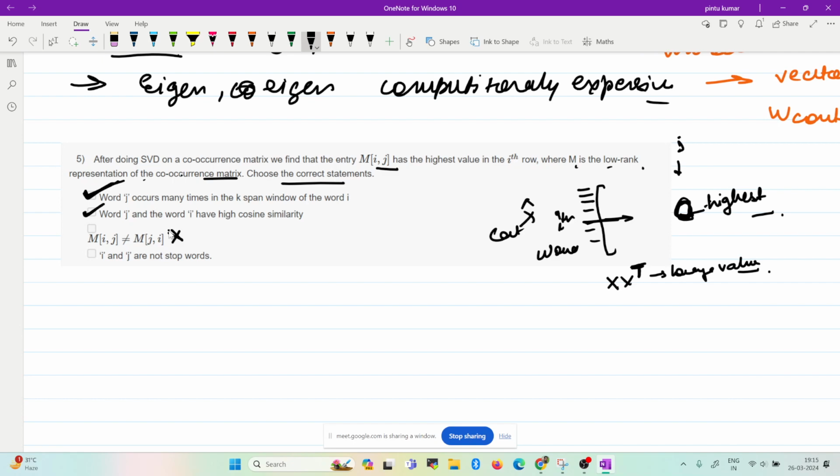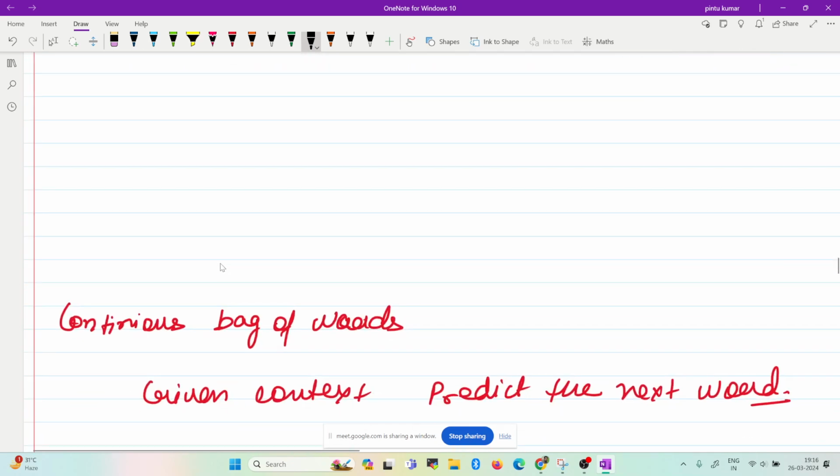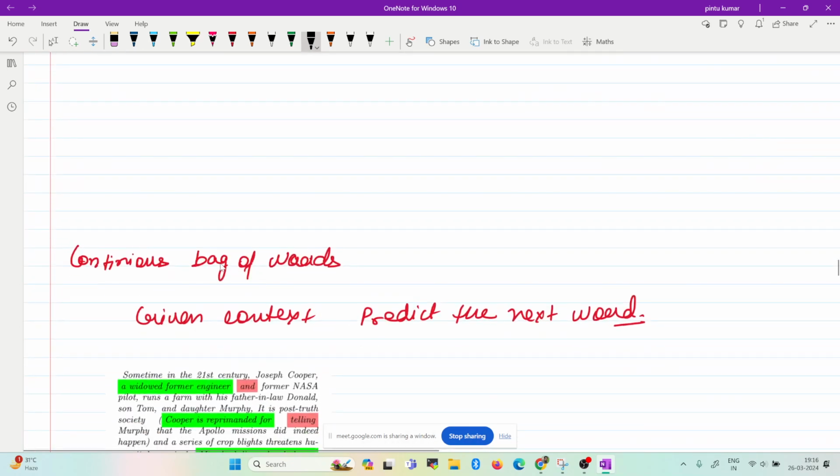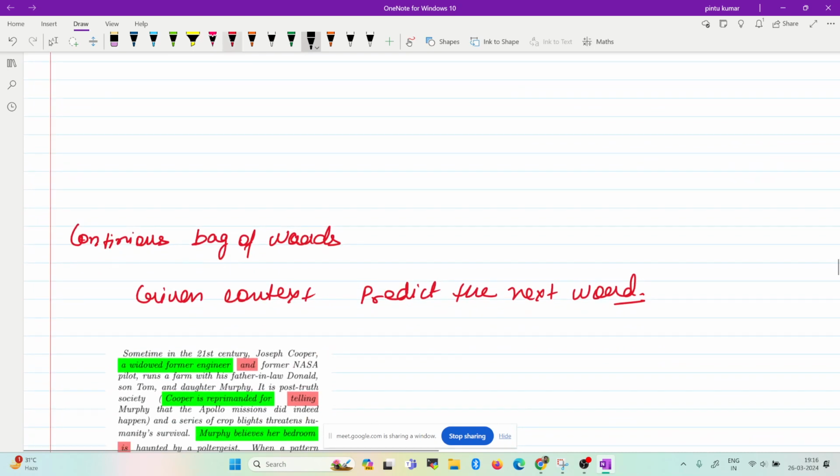This is not true because your co-occurrence matrix would have a symmetric structure, and this also does not make sense. Okay, so these were some classic techniques.